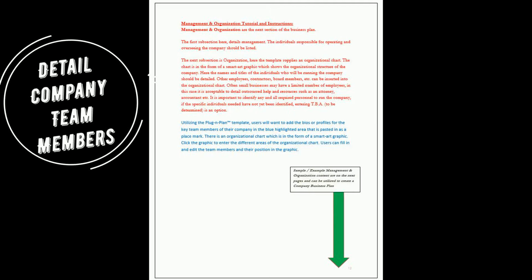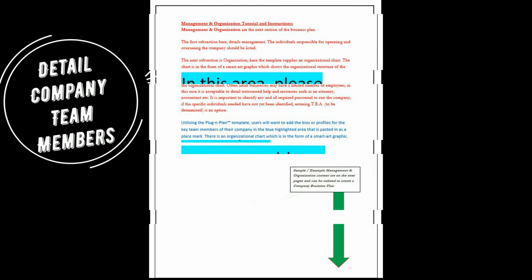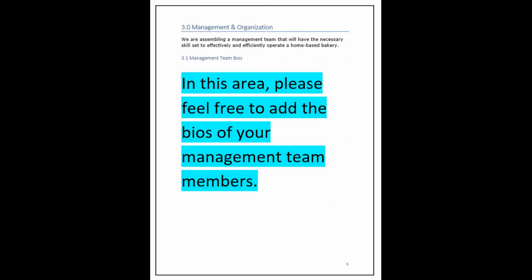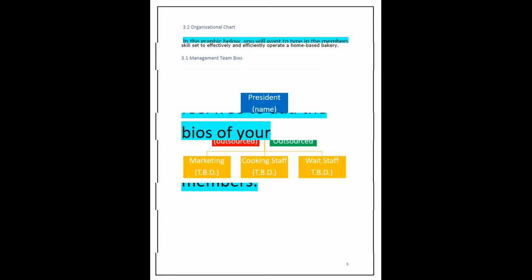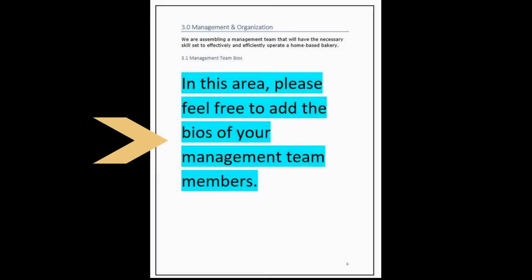Other employees, contractors, board members, etc. can be inserted into the organizational chart. Often, small businesses may have a limited number of employees. In this case, it is acceptable to detail outsourced help and resources such as an attorney, accountant, etc. It is important to identify any and all required personnel to run the company. If the specific individuals needed have not yet been identified, entering TBA, to be determined, is an option.